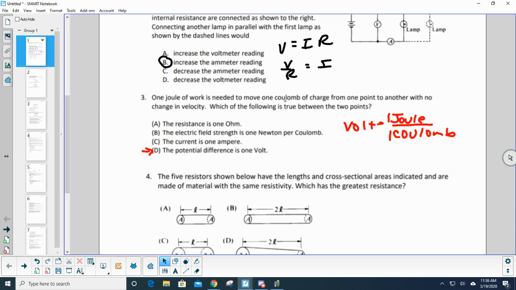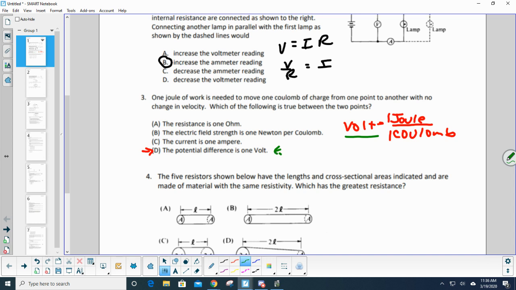1 joule of work is needed to move 1 coulomb. Well, you have to know, and I told you all from the beginning, potential difference or voltage is in volts. That's its unit, but that's a secondary unit. And it's really 1 joule per coulomb. That's what a volt is. So if we want 1 joule of work needed to move 1 coulomb of charge from one point to another. Now, no change in velocity means it's not speeding up or slowing down, because if it does that, it's going to change the voltage. So which of the following is true between those 2 points? Well, a volt is simply 1 joule over 1 coulomb. So that's why your answer has to be D.